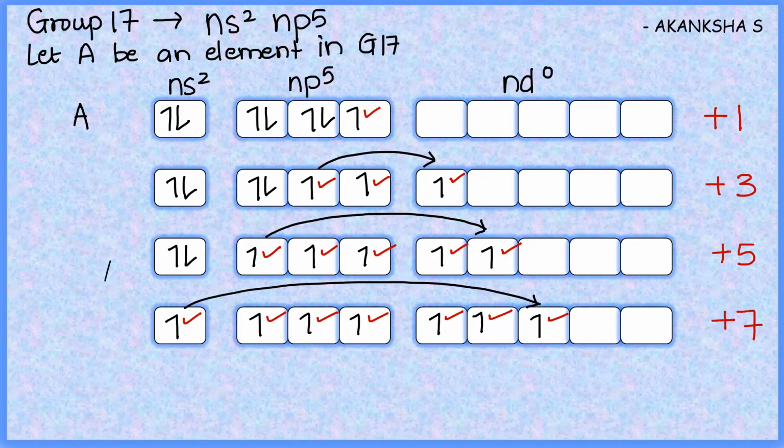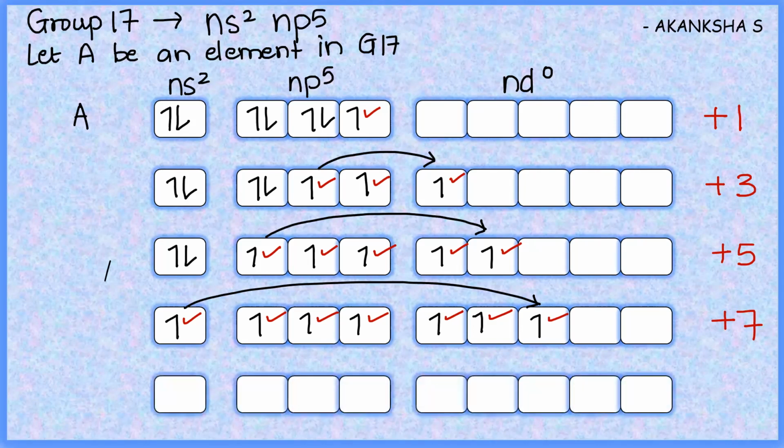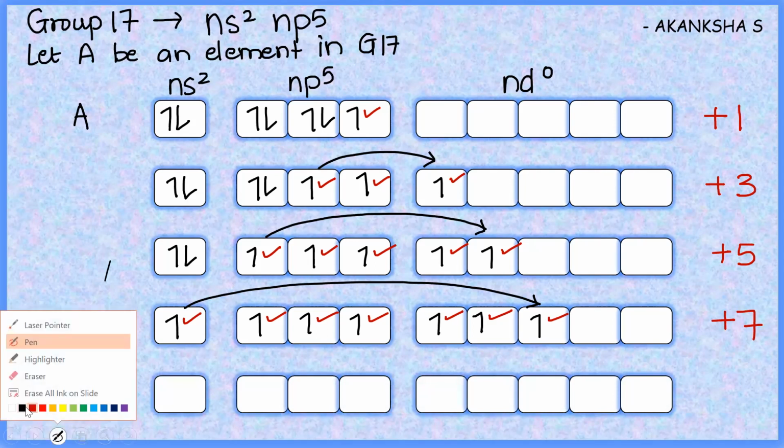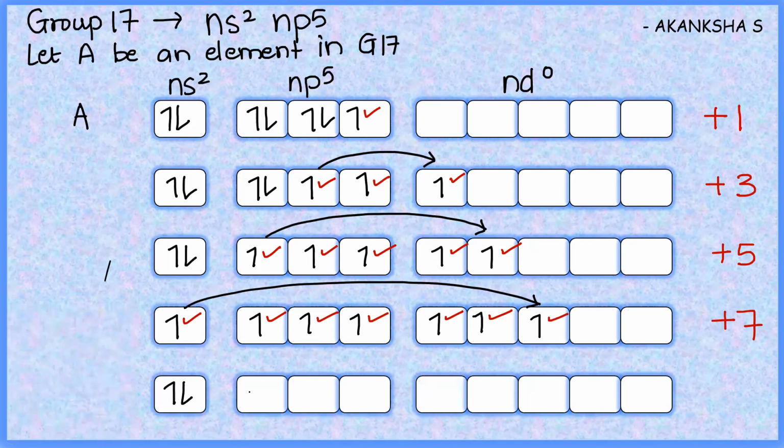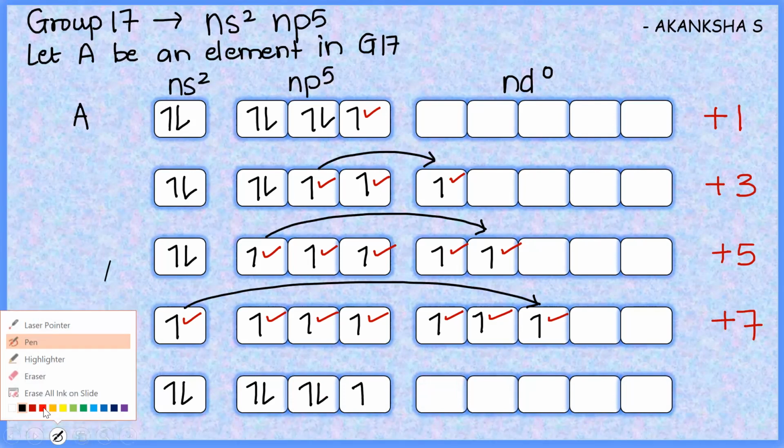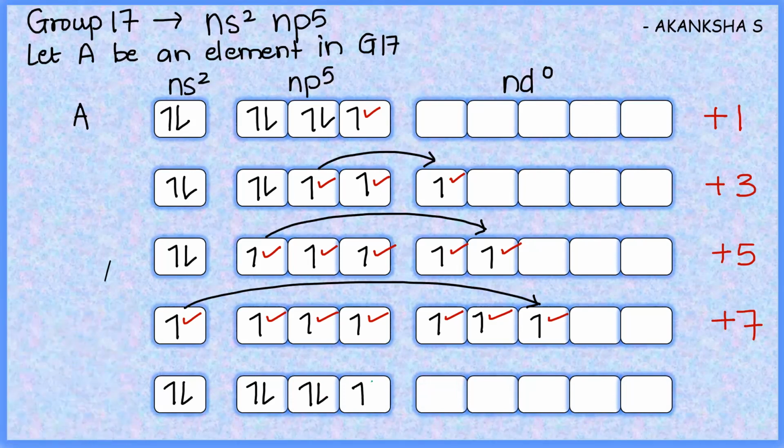+7. So what are the general oxidation states of group 17? +1, +3, +5, +7. Oh, we are forgetting one. Group 17 elements are highly electronegative. They require only one electron to make them stable. So how can we forget adding one electron? -1 charge. We can't forget -1 charge, right? So what are the oxidation states seen?